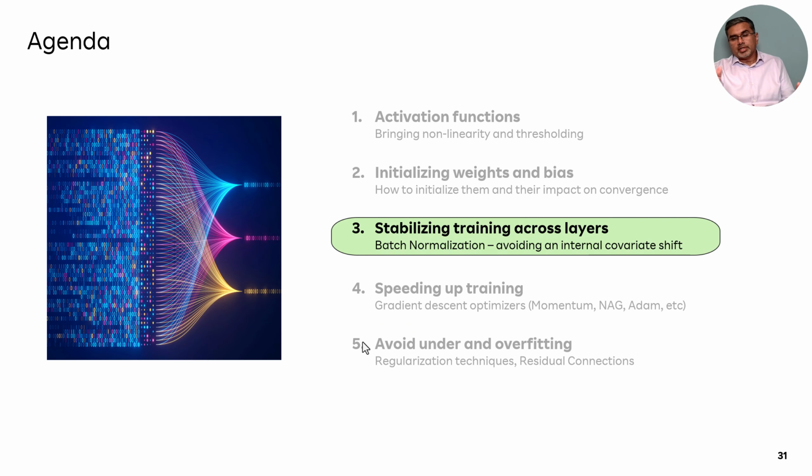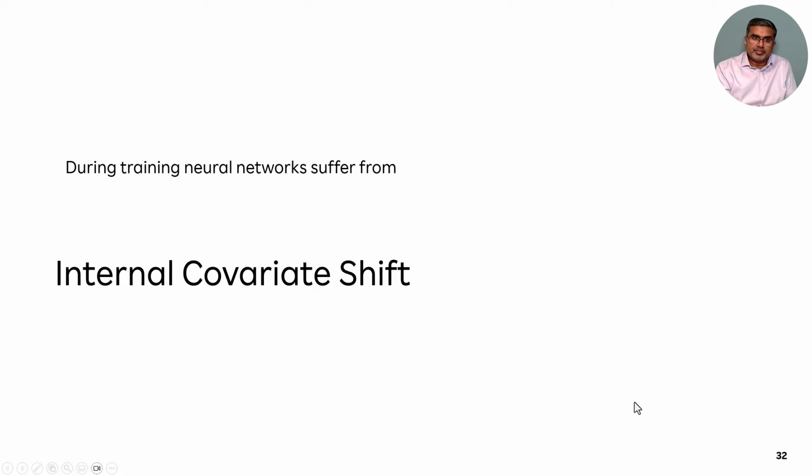So now we have studied activation functions in depth. We have studied how to initialize weights, how to initialize bias. Now let's look at another aspect of the hidden layer of your neural network, which is, how do you stabilize training across different layers? Okay, and we'll study a technique called batch normalization.